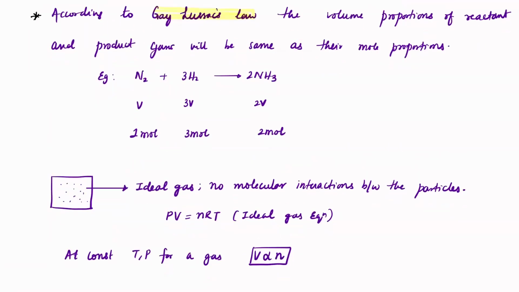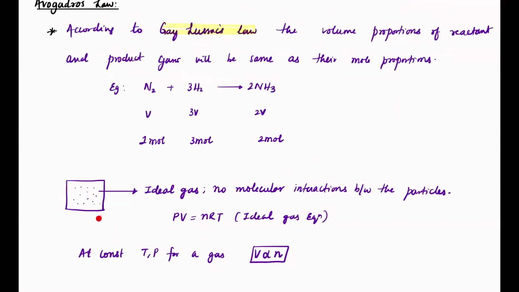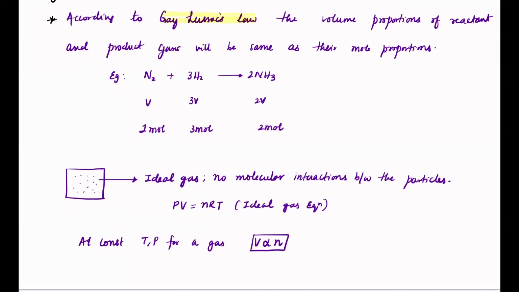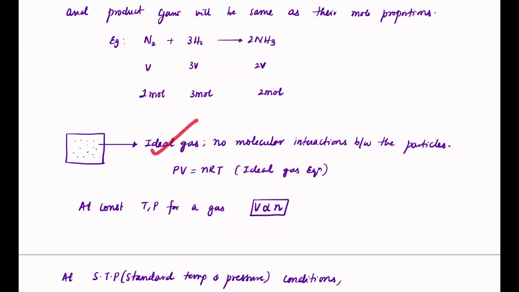And now, an ideal gas is a gas where there are no molecular interactions between the particles. And typically for any parametric calculations like pressure, volume, temperature, generally we assume the gases are ideal. An ideal gas will always satisfy the ideal gas equation, which is pressure into volume is equal to nRT.